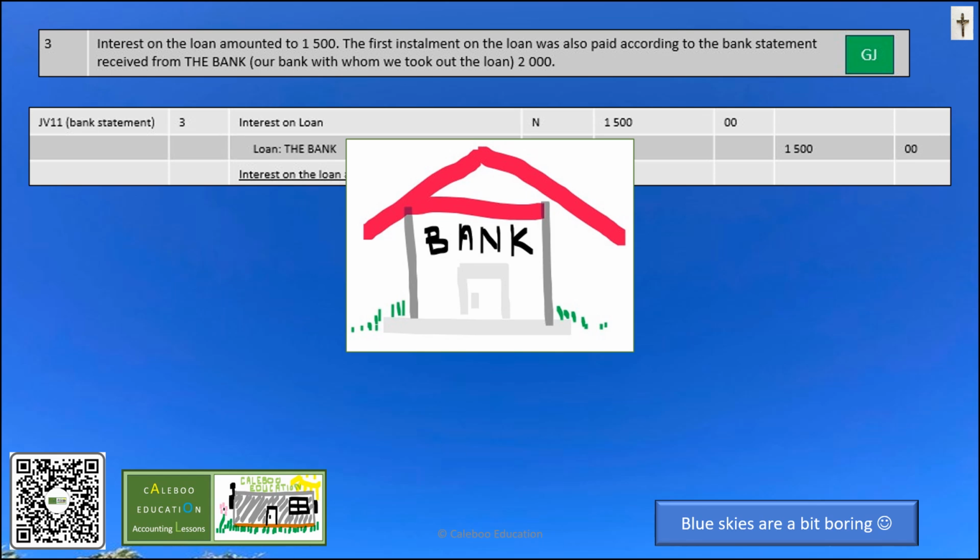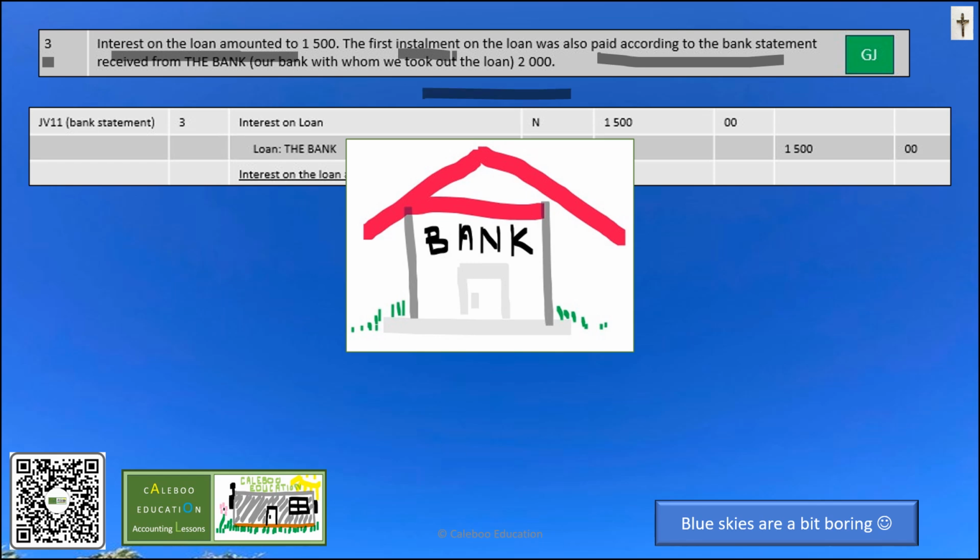In this transaction, there was information that needed to go into the cash book payments. Let's have a look what that was. I'll read the whole transaction. On the 3rd, interest on the loan amounted to 1,500. So we've got a loan with the bank, and the bank charges us interest, the cost of borrowing money, 1,500. The first installment on the loan was also paid according to the bank statement. That amount was 2,000 Rand.